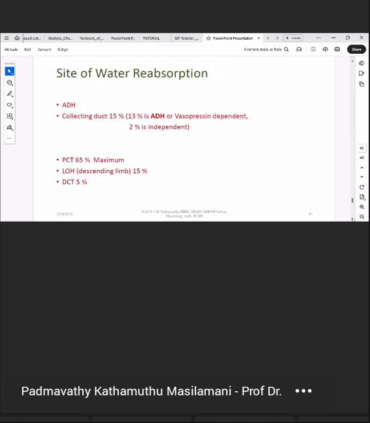So I think ADH I already covered, because ADH is mainly involved in water absorption in the distal convoluted tubule as well as in the collecting tubule and collecting duct. The other name of ADH is vasopressin. Okay. So if there is no ADH also, the 2% absorption of water will take place. That is ADH independent absorption.